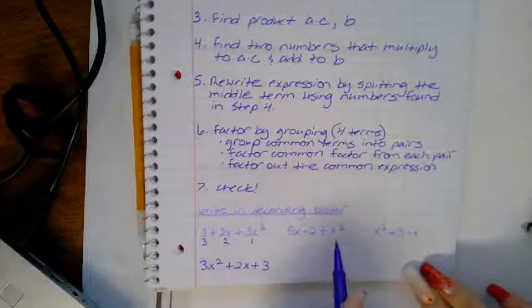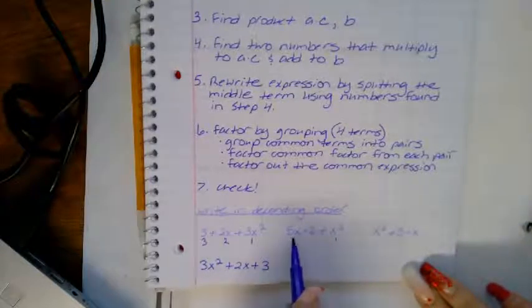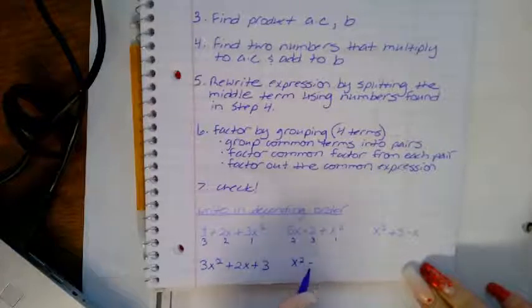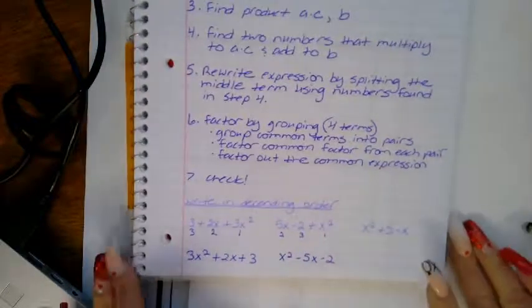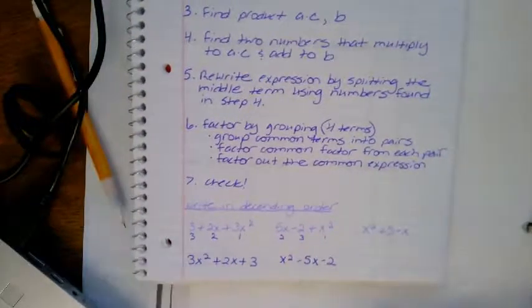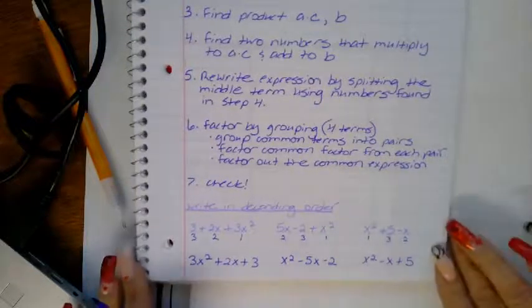So let's look at this one. We're going to use our x squared first, then our x, and then just our number. Tell me how that last one would look once you get this written down. Any questions on how we did that?